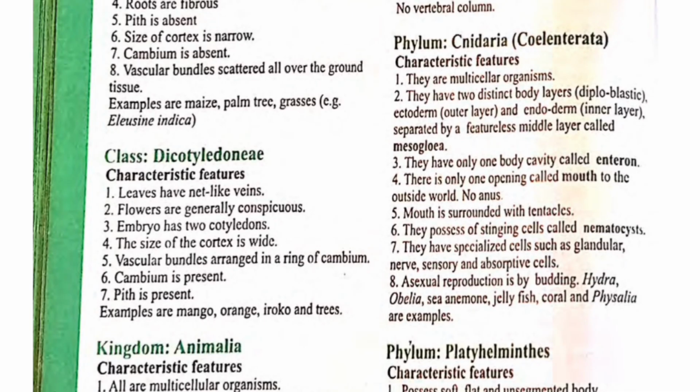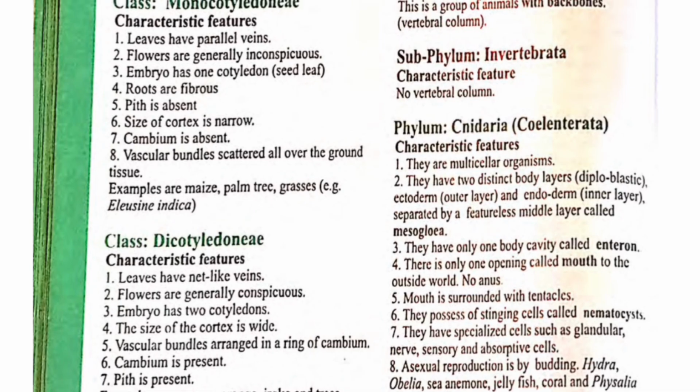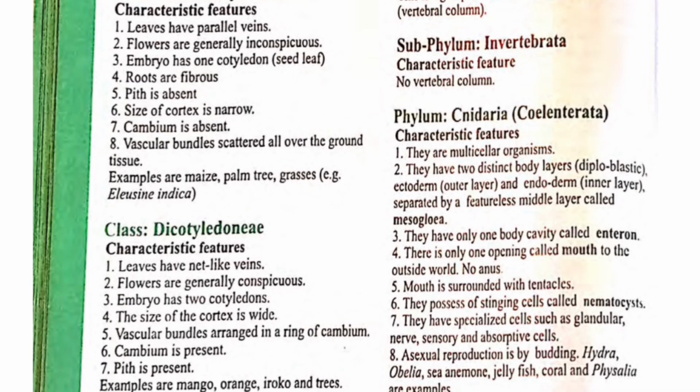For the dicots, the leaves have net-like veins. So let's start contrasting and comparing them. Monocots have parallel venation, but dicots have net-like, network venation. That's what I said in the last video. Their flowers are generally conspicuous, attractive, and can be easily seen. The embryo has two cotyledons, unlike monocots which have one cotyledon or one seed leaf.